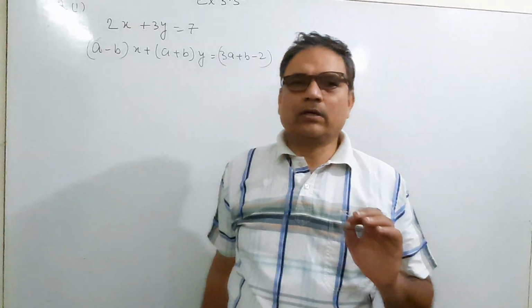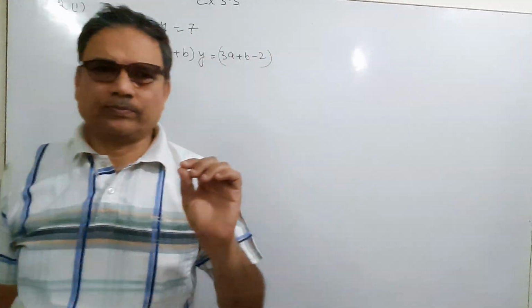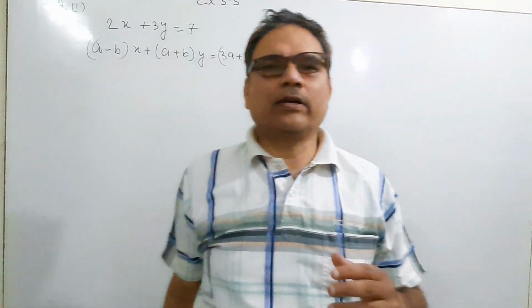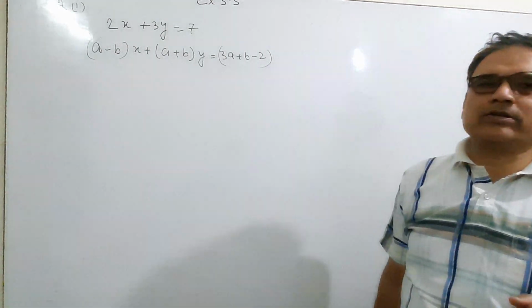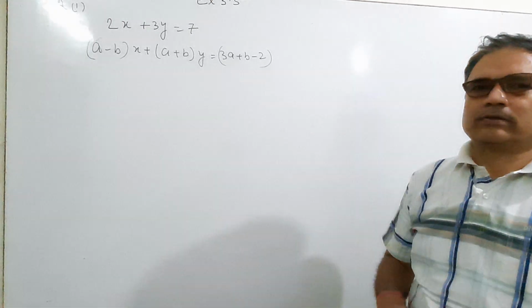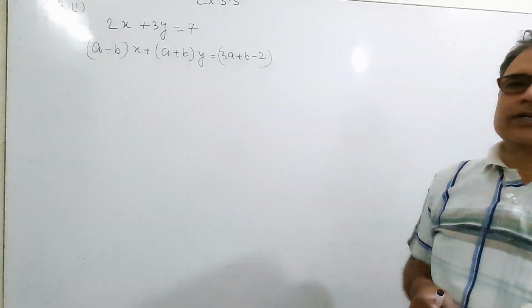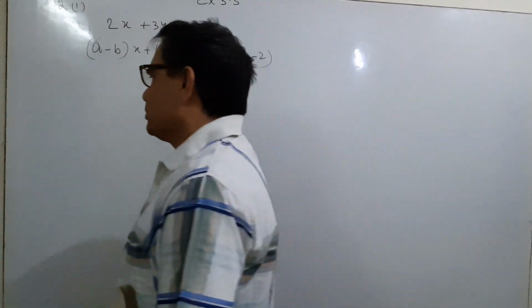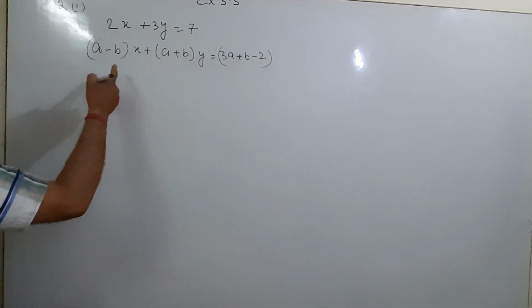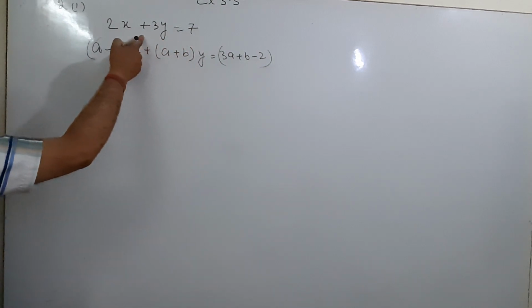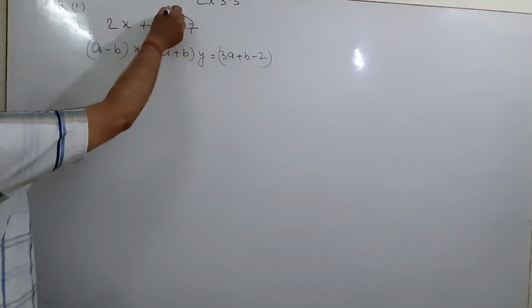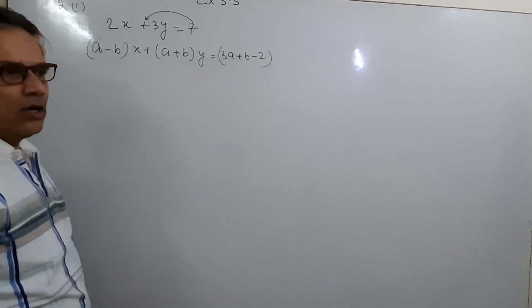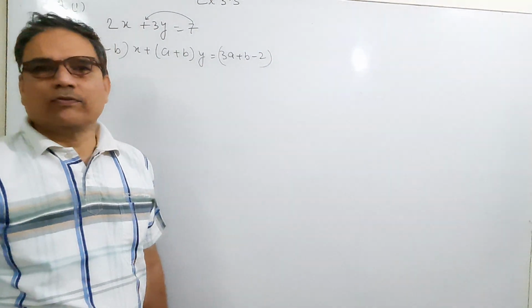Do we know, if a pair of linear equations in two variables has infinitely many solutions, what will be the condition? Can you tell me the condition for infinitely many solutions? We know first we have to move the constant term, or the variable, from right to left. All the terms we have to transfer from right to left first.